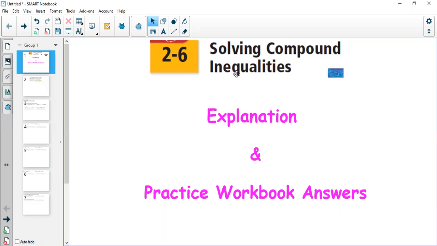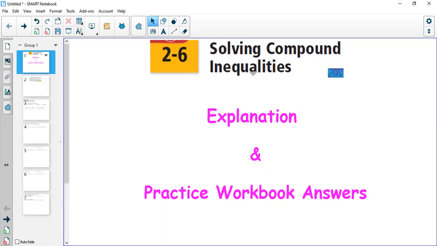Now what does it mean by compound inequalities? Compound means together. Something together is called a compound. For example, we have compound words such as foot and ball. Together they make up football. Similarly, we have workbook. Work is different and book is different, two different words together, and we call it a compound word. So workbook is a compound word.